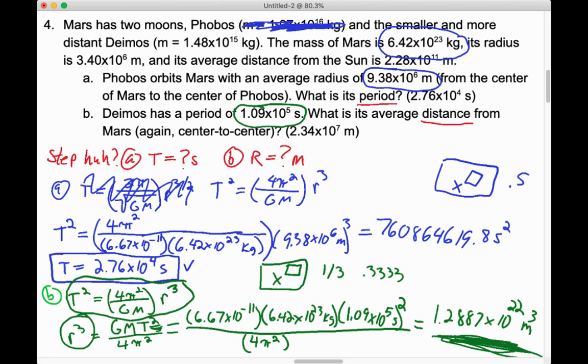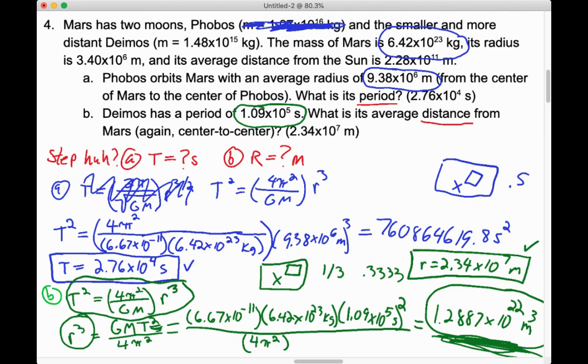So yeah, if you do all that to this number right here, what you're going to get is r is equal to 2.34 times 10 to the 7th meters. So put a box around it. And yeah, we solved for the right thing. We gave it the right units. And this is a more reasonable distance. So you give it a check. So hopefully you found that helpful.